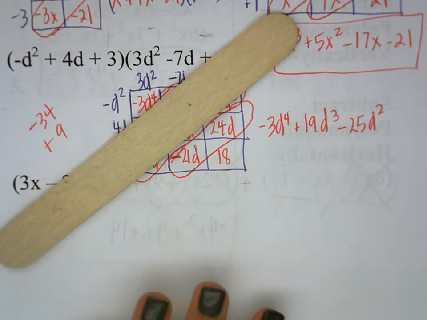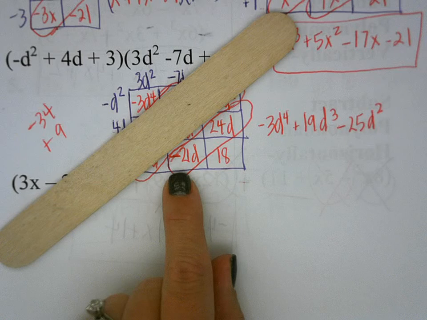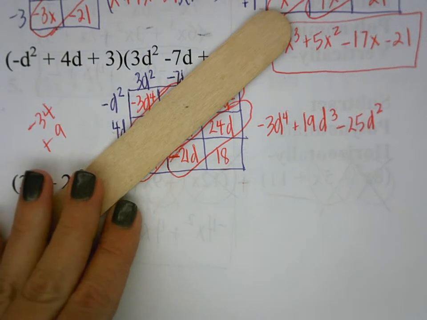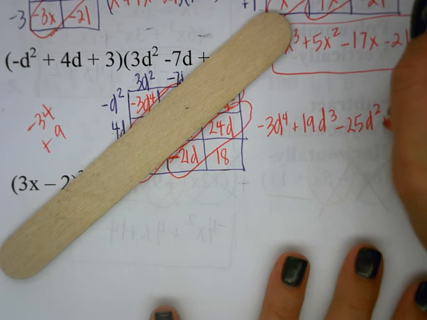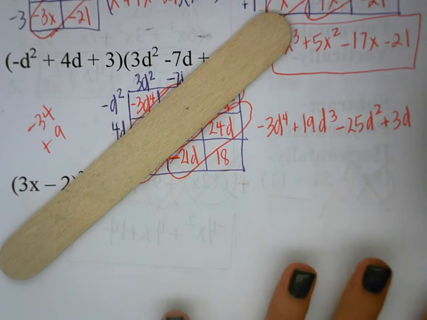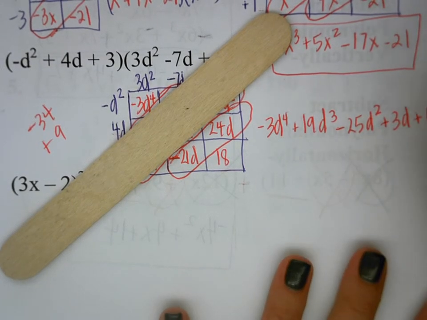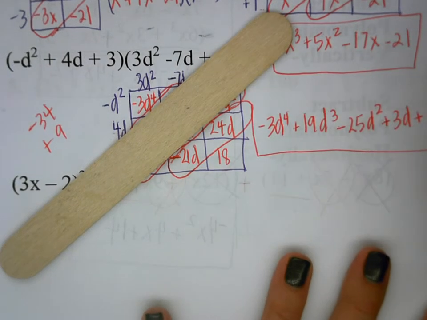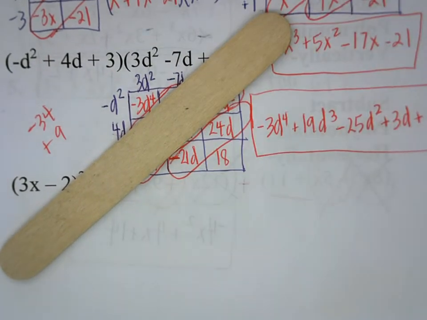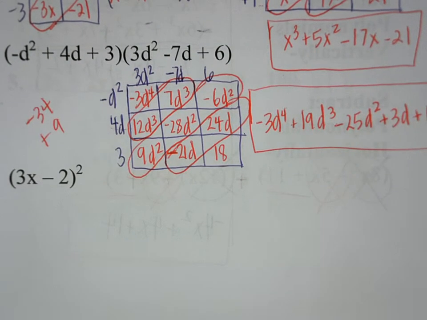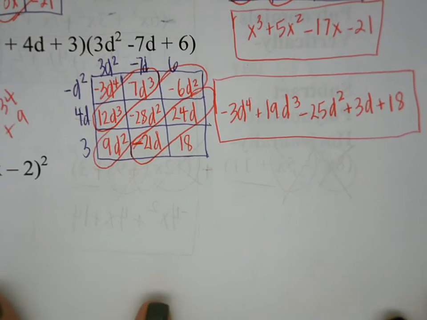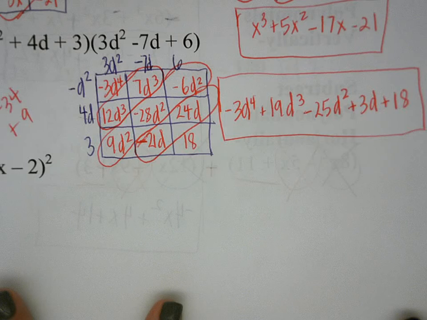Then I have, and be careful that you can read your signs, okay? I have a negative 21 and a positive 24, which makes positive 3d. And then lastly, I have plus 18. And that is my answer. Oops, you can't see my plus 18, sorry. Any questions there?